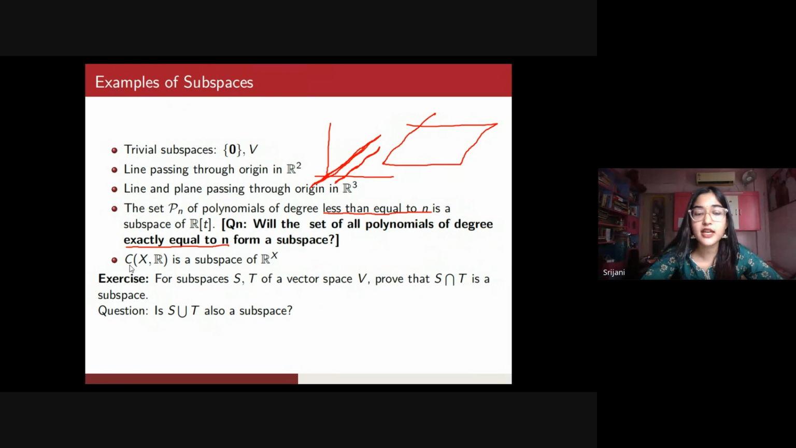Now this example I already gave: the set of continuous functions from R to R, that is a subset of all functions, and it is a vector space. So this will form a subspace. So these are just examples. You can visualize in R2, R3.